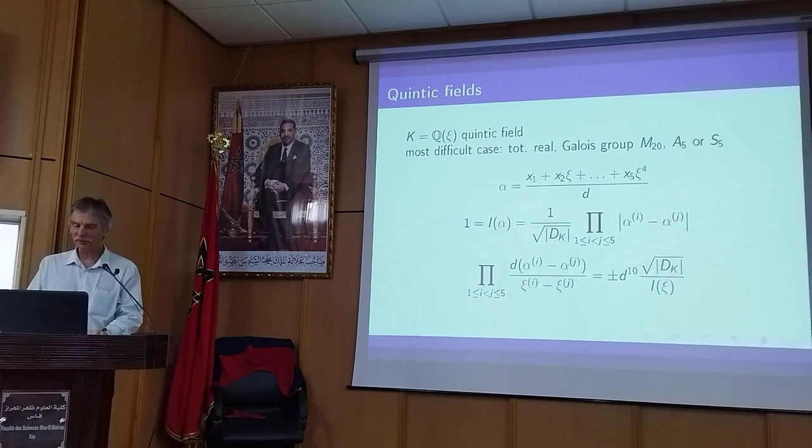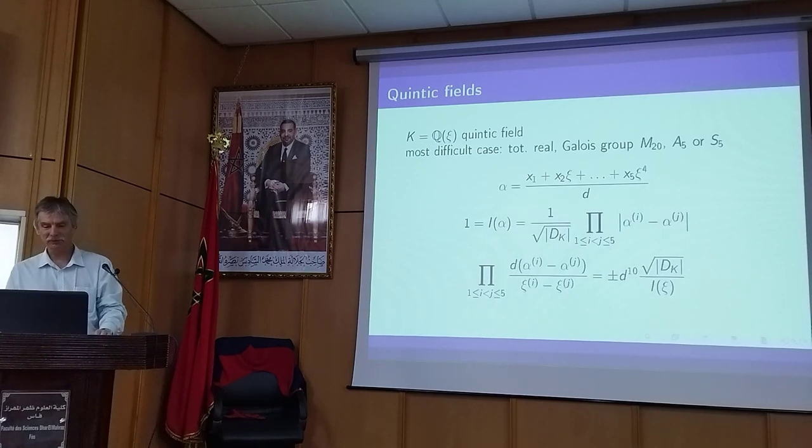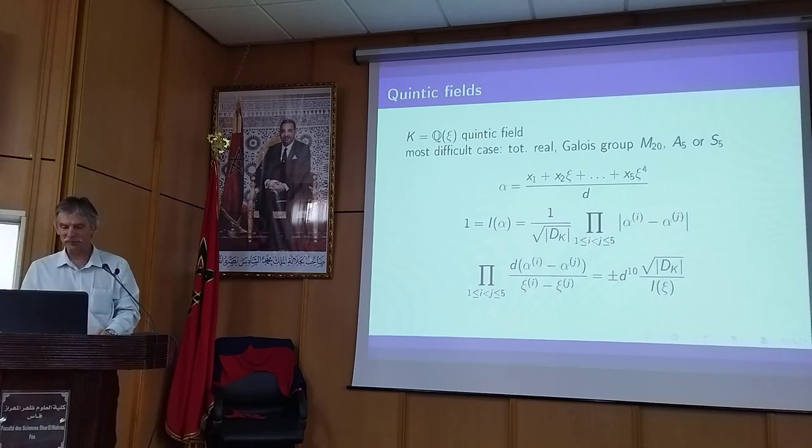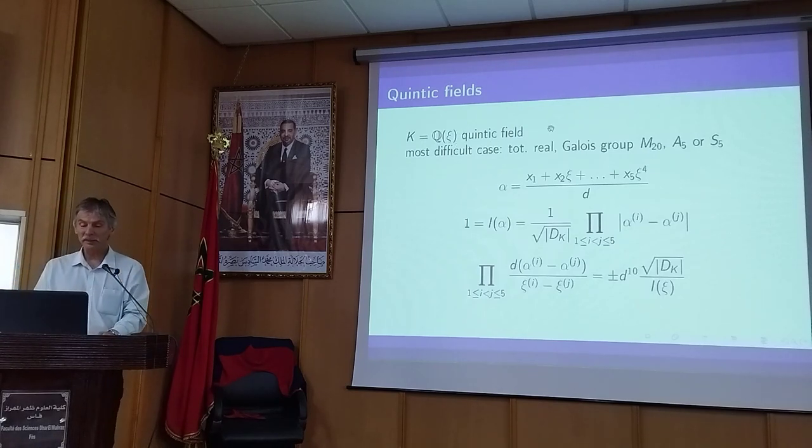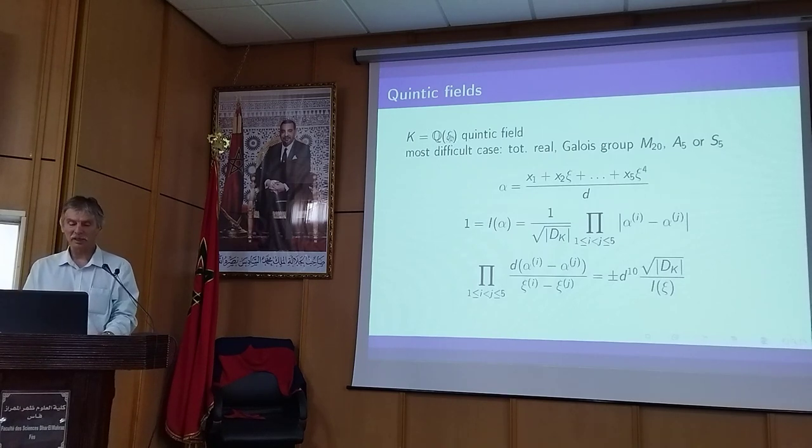We were talking about cubic fields and quartic fields, and now let us come to quintic fields. This example will show the possible difficulties at solving such Diophantine problems. Xi is going to be a quintic algebraic integer, so an algebraic integer of degree 5, and K is going to be the number field generated by Xi over Q.